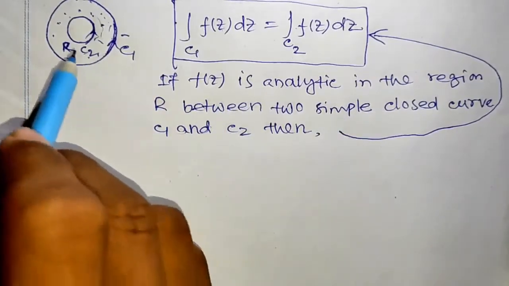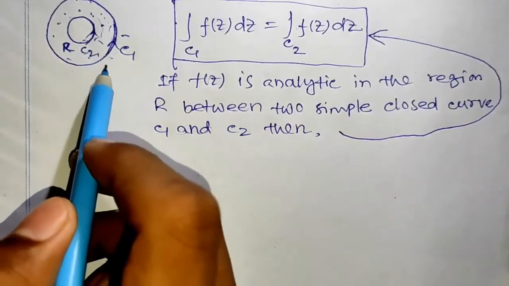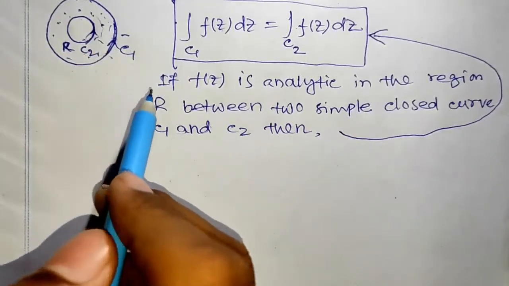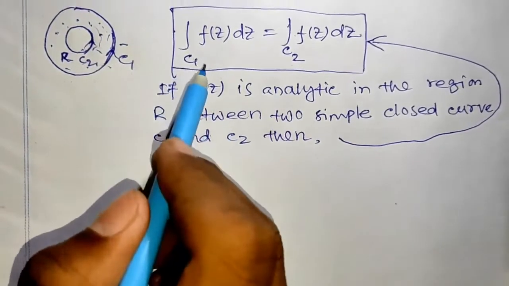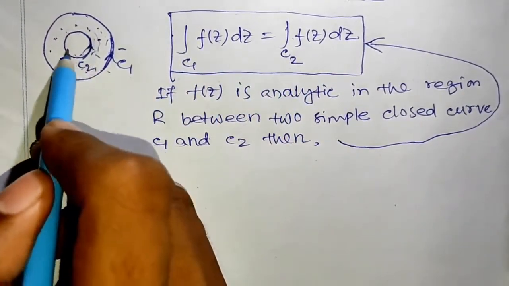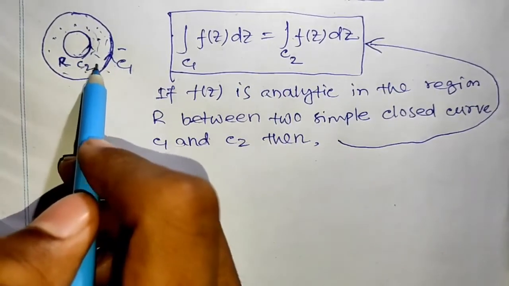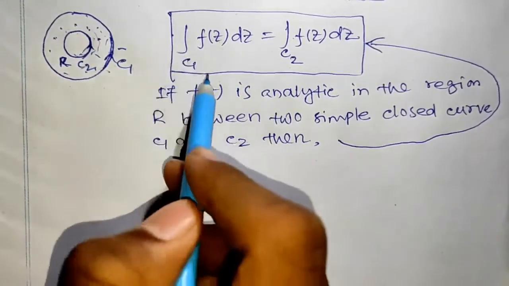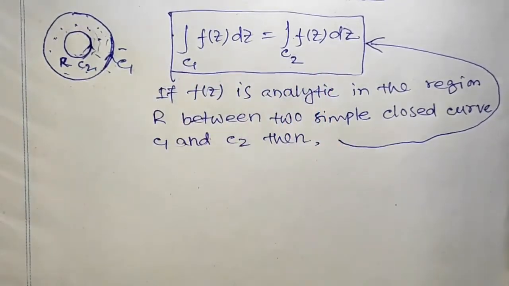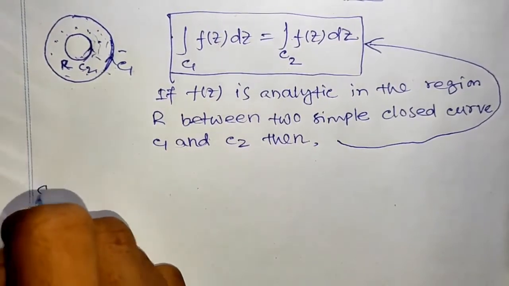So if f(z) is analytic in the region R, which is between two simple closed curves C1 and C2, in this region, it is called a multiply connected region. So in this case we can integrate through any one of the boundaries of this region R. Now we will discuss Cauchy's integral formula.